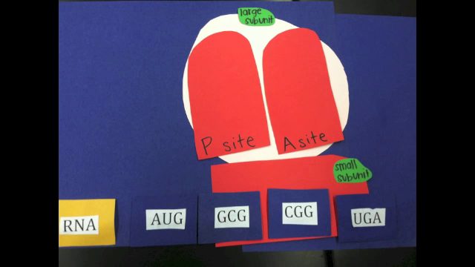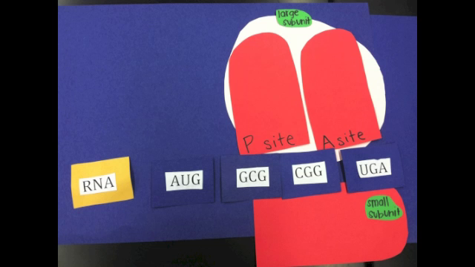Translation moves the genetic information on the RNA to the protein. The mRNA strand travels on the ribosome. There are 2 ribosome subunits, the large and small. On the ribosome are an A site and a P site. The A site holds the tRNA, which is carrying the next amino acid to be added to the chain. The P site holds the tRNA that carries the growing polypeptide chain.